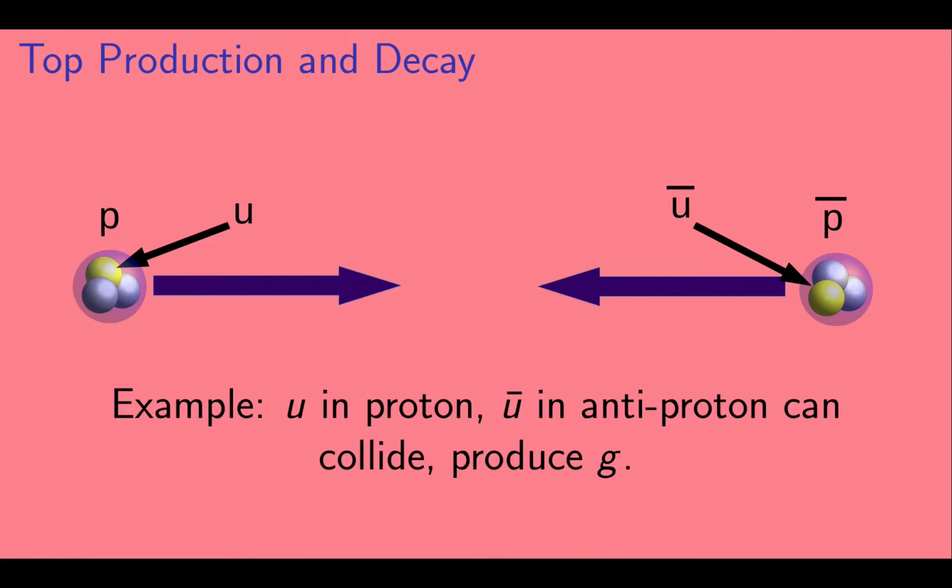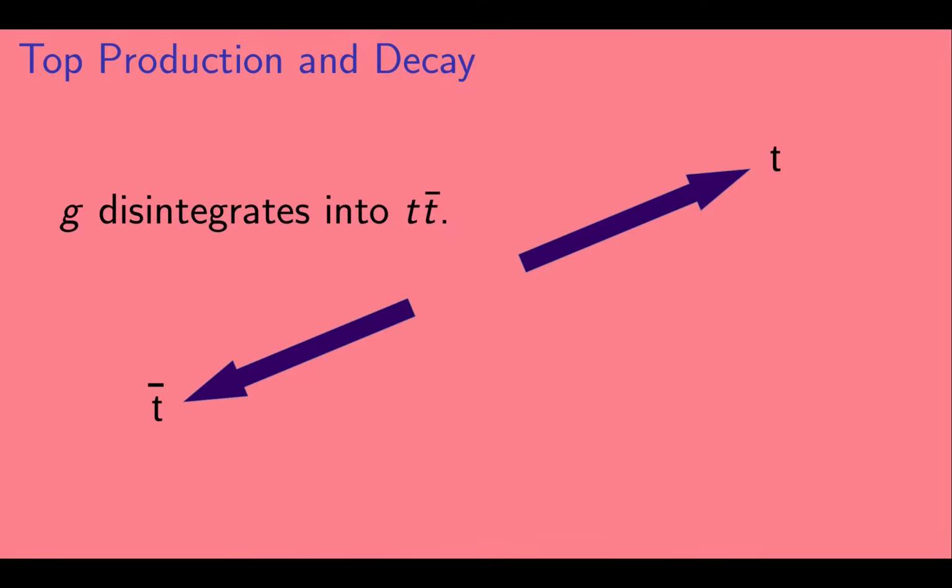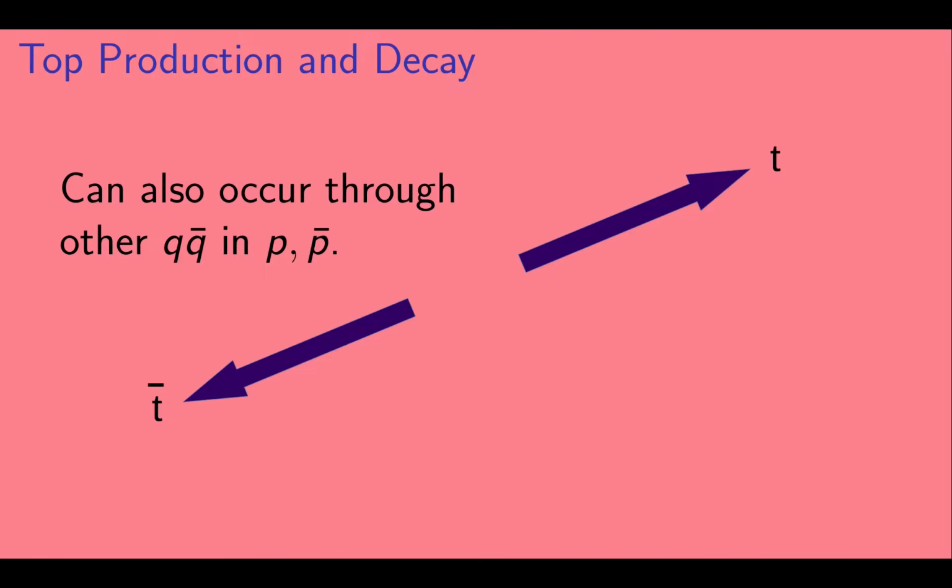Okay, so back to the Tevatron. An example process is that an up quark in the proton and an up antiquark in the antiproton can collide and produce a gluon. This gluon can then disintegrate into a top-antitop pair. Similarly, this same process can also happen with other quark-antiquark pairs in the initial proton and antiproton.